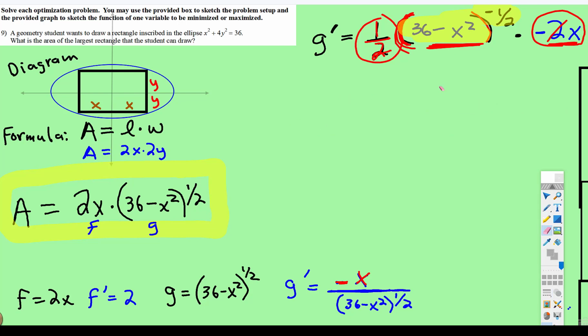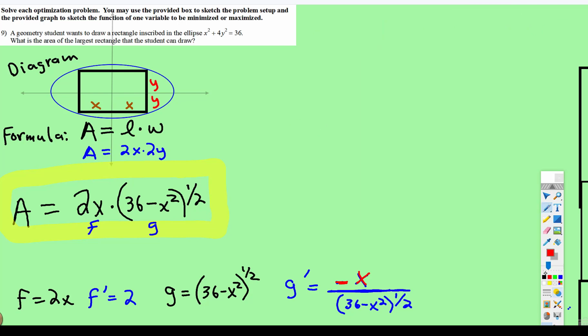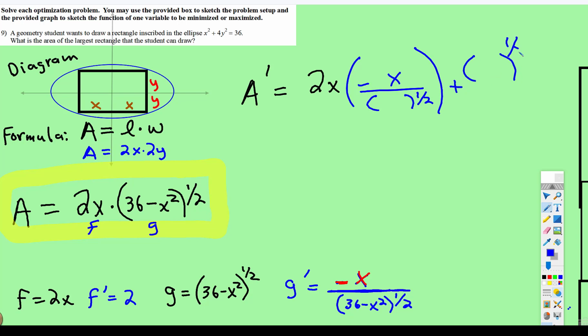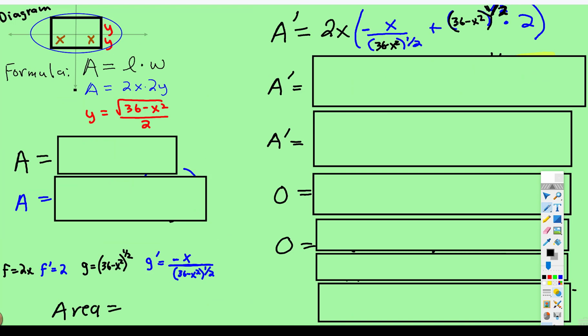All right. So when you set it up, and then I'm going to move to the next screen, the derivative of the area is f times g prime, and I'm going to just leave it in stuff to the 1/2 power, plus g, which is stuff to the positive 1/2 power, times f prime, which is 2. And I think that's what I did over here. I just went ahead and filled in the stuff. I wonder if I can, no, I can't.